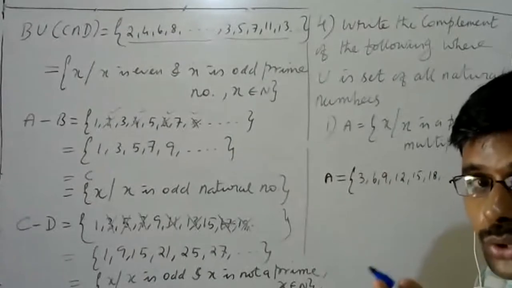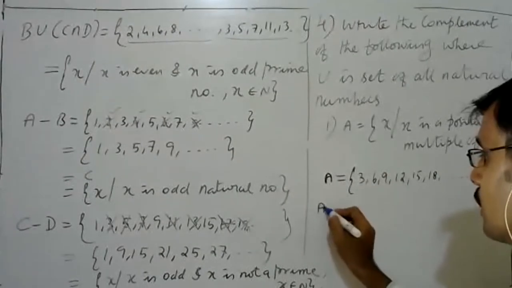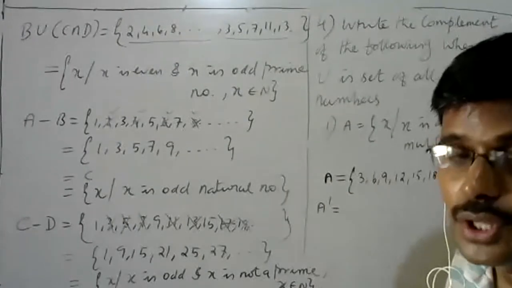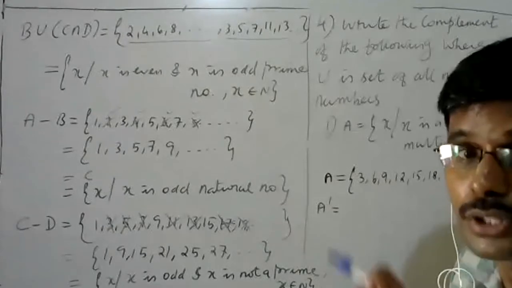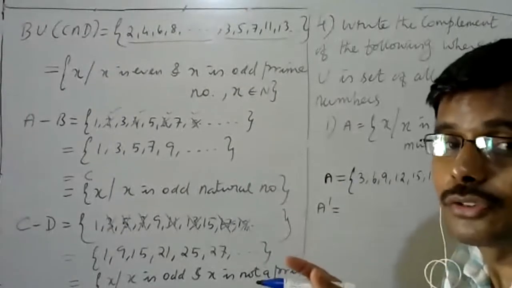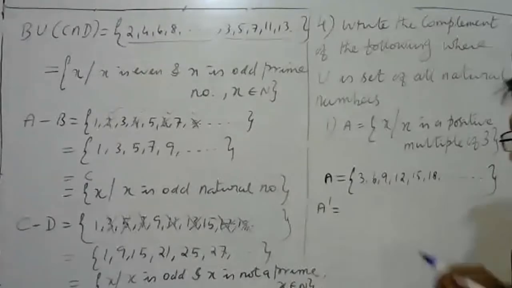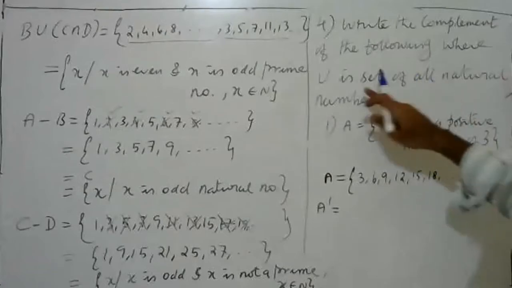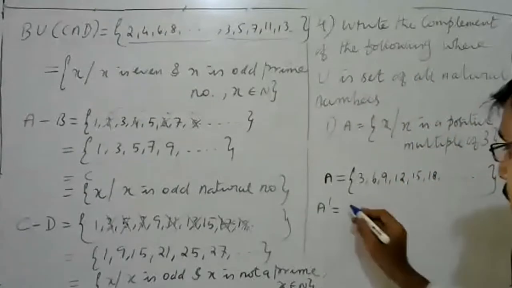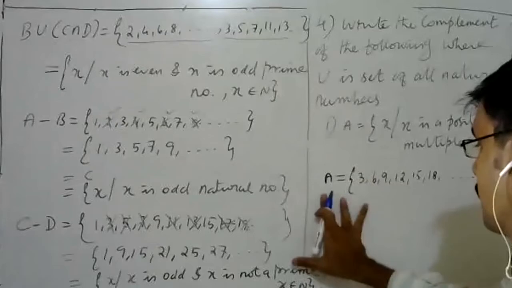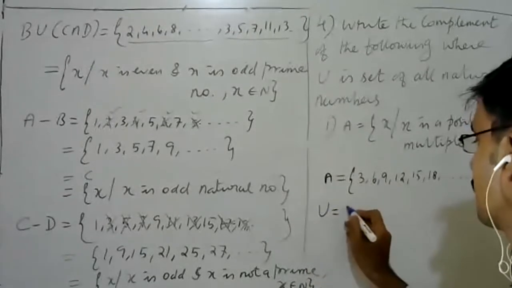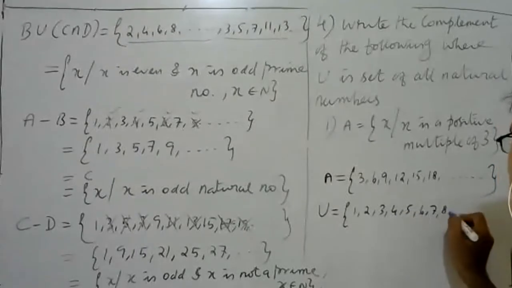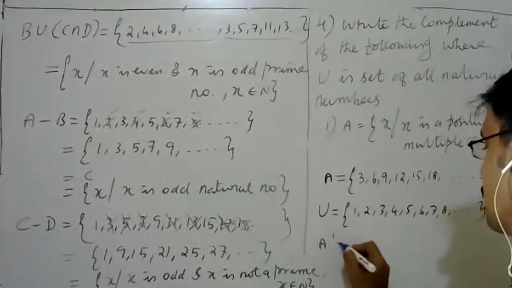Now I am going to write that A complement. What is the A complement definition? The set of all x belongs to U, the universal set, and x not belongs to A. That is your A complement. That means write the elements in U and not in A. What is my U actually? U means universal set: 1, 2, 3, 4, 5, 6, 7, 8, etc. My A complement means U minus A.